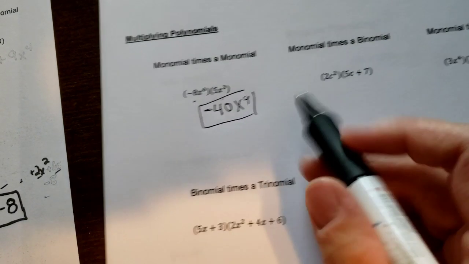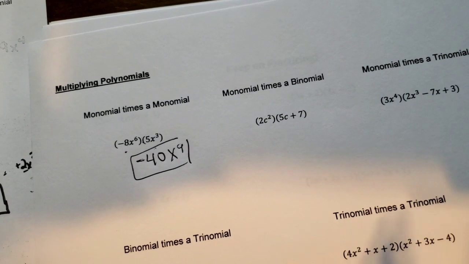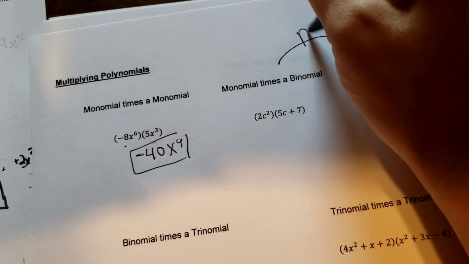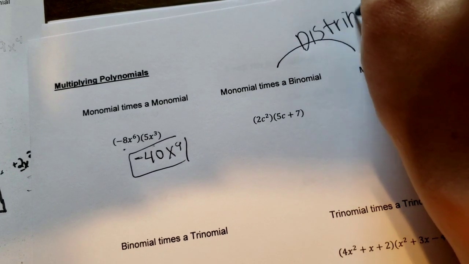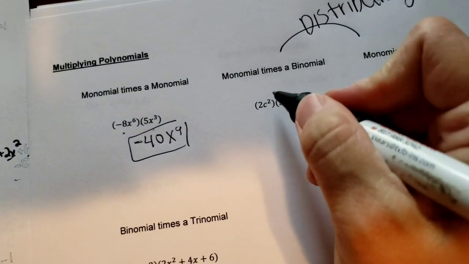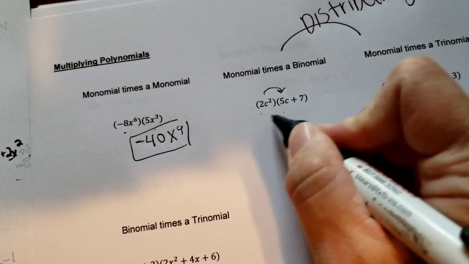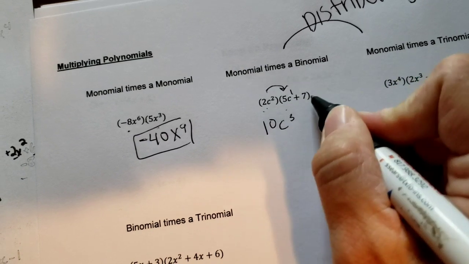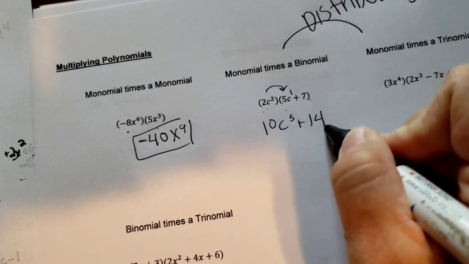And then what you're going to see happen on the next situations, we've got 4 different situations, it's just a whole bunch of distributing. Okay, so 2c squared times 5c. 2 times 5 is 10. C squared times c is c cubed. 2c squared times 7 will be 14c squared.